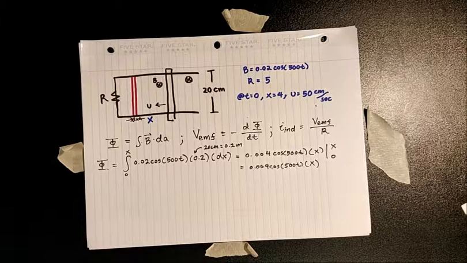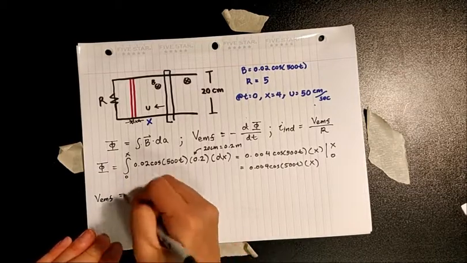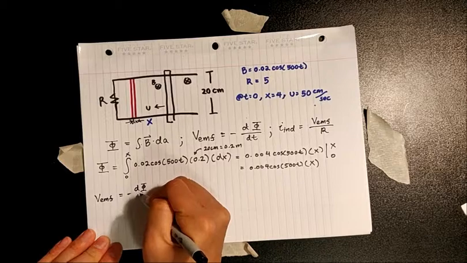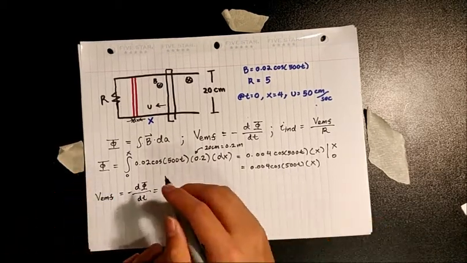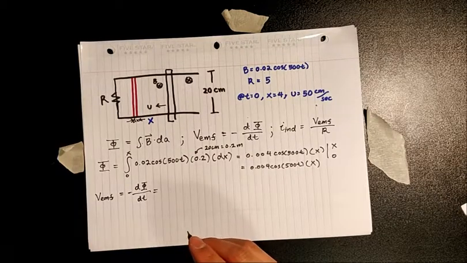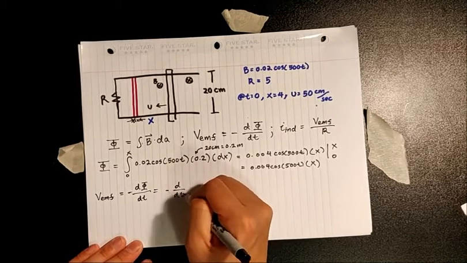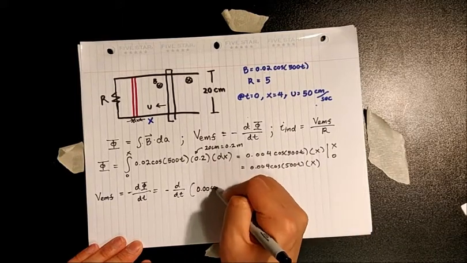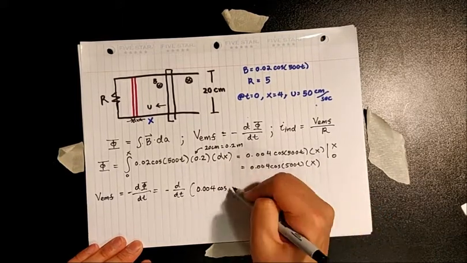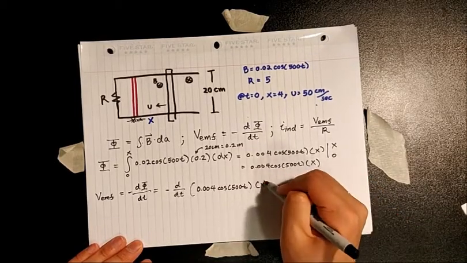Now we can use the flux to find the electromotive force, which is V EMF equal to negative d phi over dt. So we simply plug in what we got here into this formula, which will be negative d over dt of this 0.004 cosine 500t times x.